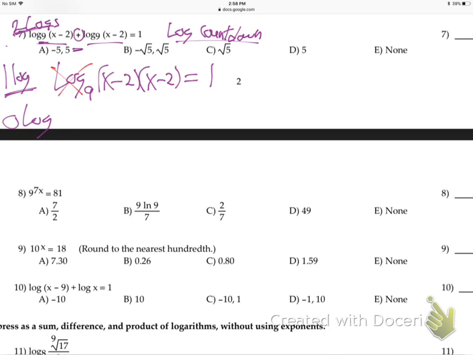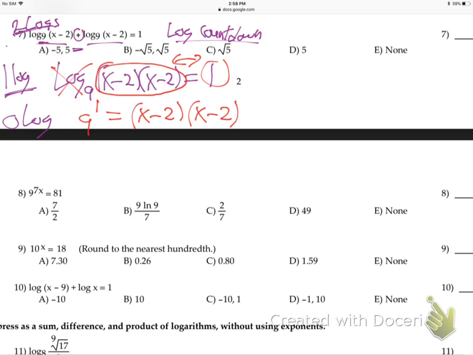So lose the log, base stays the base. Other 2 switch. What do I mean other 2? Everything else. All that x stuff and the 1 switch. Instead of 9 to all that x stuff, it's 9 to the 1. And all that x stuff goes over there. Good?